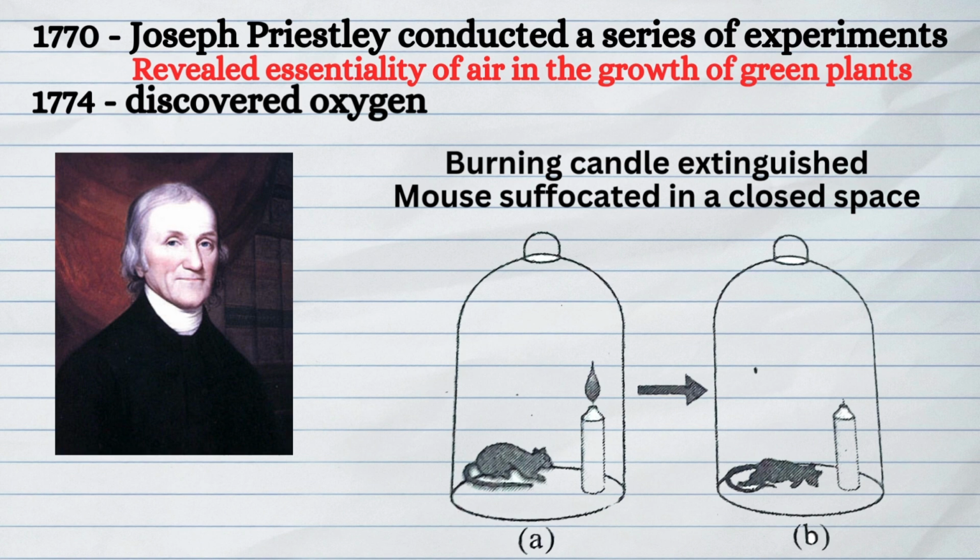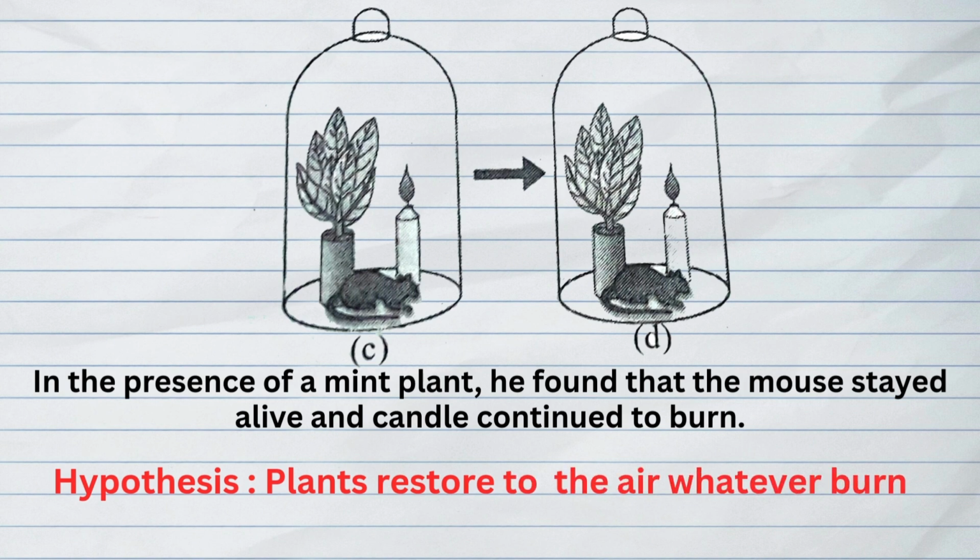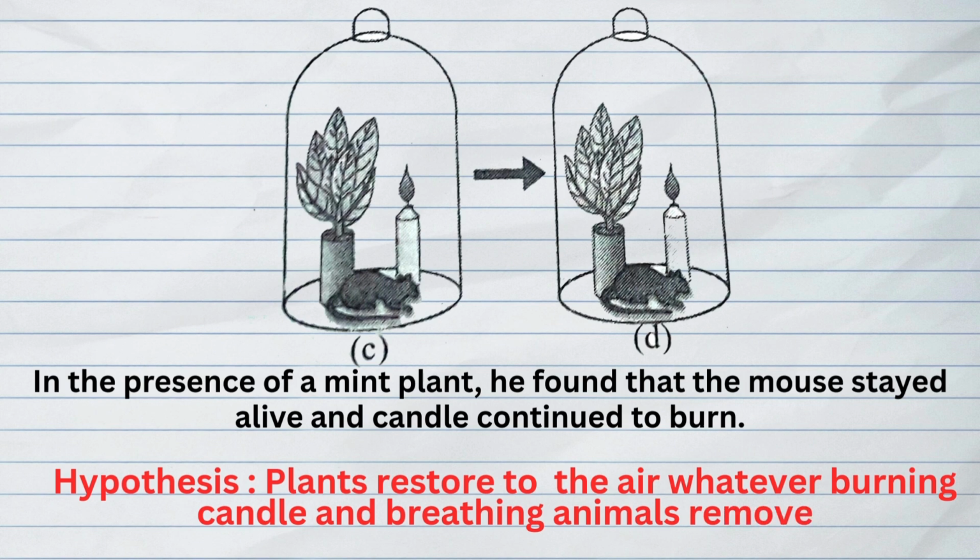But when he placed a mint plant in the same bell jar, he found that the mouse stayed alive and the candle continued to burn. Priestley hypothesized that the plants restored to the air whatever breathing animals and burning candles remove.